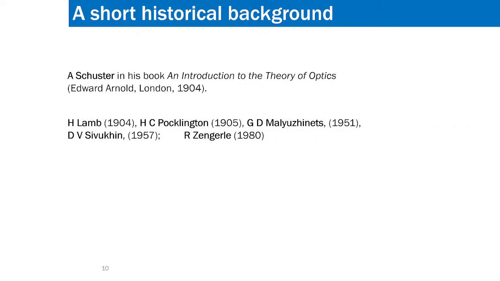Then, in the same year, Lamb also discussed the effect of negative refraction. Pocklington in 1905 discussed negative refraction. Mandelstam in 1951, Sivukhin in 1957, and Zengler in 1980. All these people have discussed negative refractive index in optics.